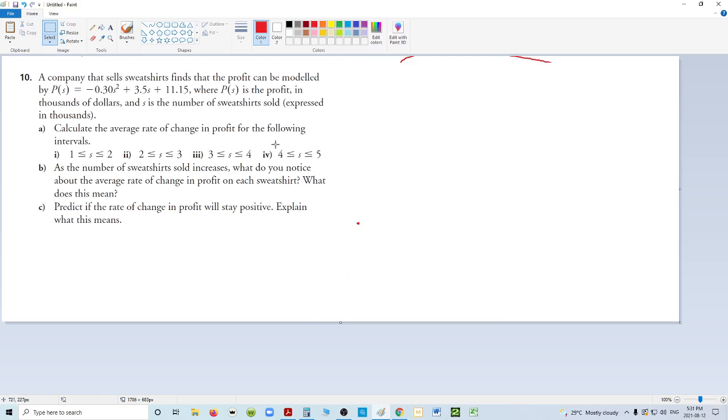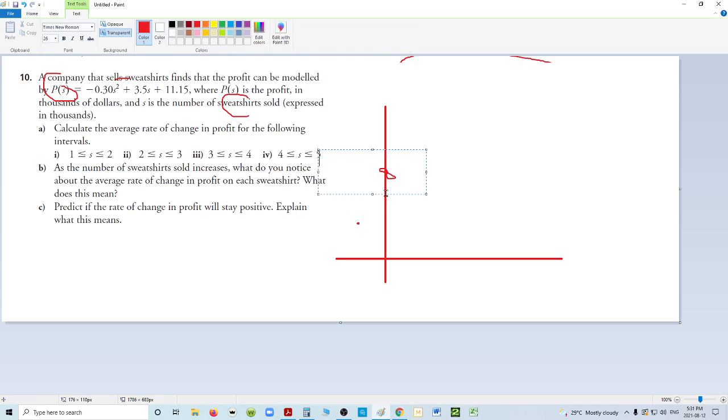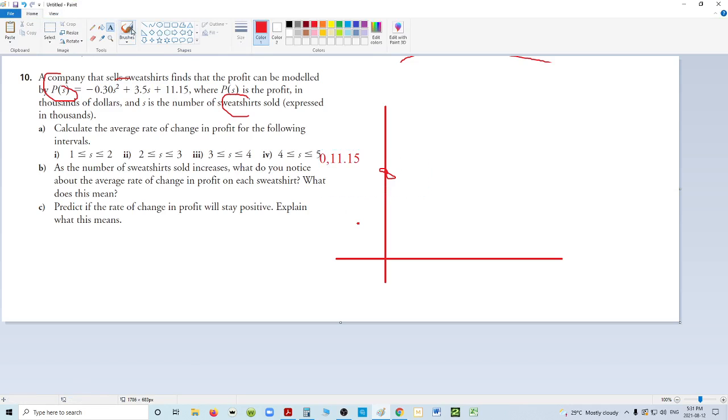So a company that sells sweatshirts finds that the profit can be modeled based on the number of sweatshirts sold. The profit is in thousands of dollars, and the number of sweatshirts sold, S, is expressed in thousands of units as well. This is a downward facing parabola, and look at that, it has a y-intercept there. So what we're going to discover with this one is that it's going to cross the y-axis right there at 0 comma 11.15, which means it's going to go up to a peak and then come down.